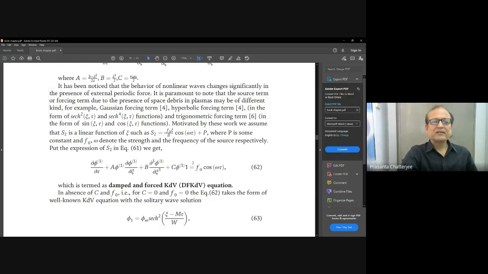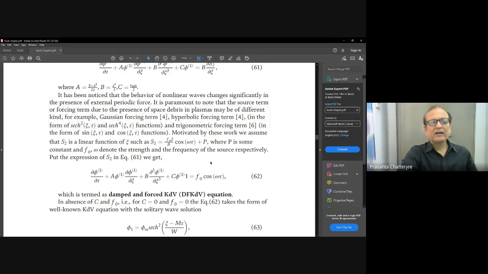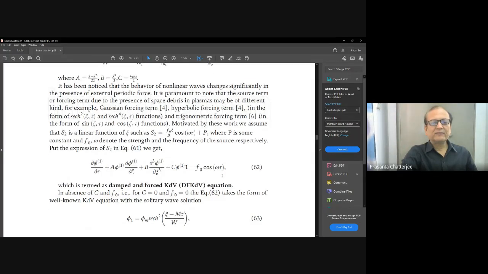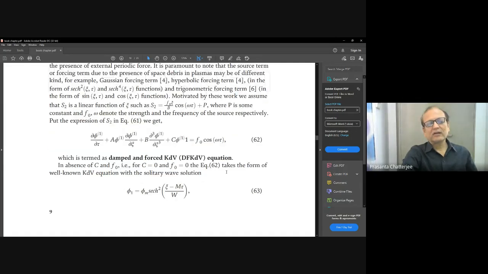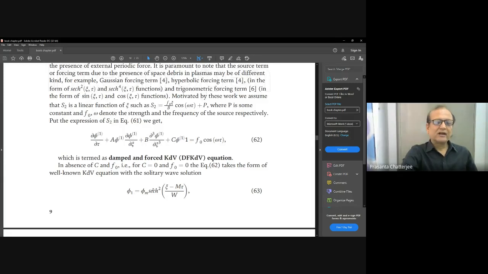Suppose equation 62 is the damped forced KdV equation. A particular form of the force is considered, F0 cos omega tau. In the absence of C and F0, that is in the absence of the damping term and forcing term, equation 62 converts to the standard KdV equation, and the solution will be phi 1 equal to phi m sech squared of chi minus m tau by omega.